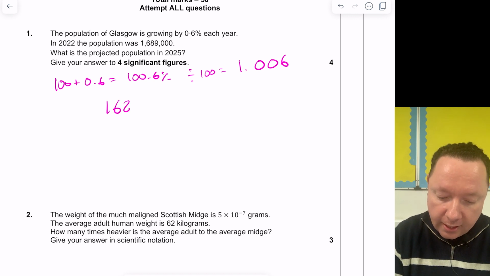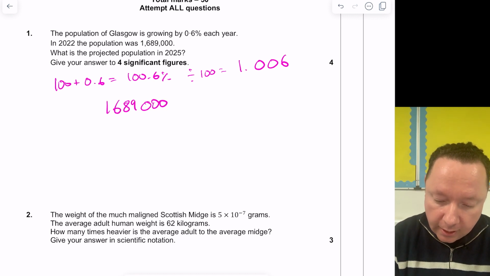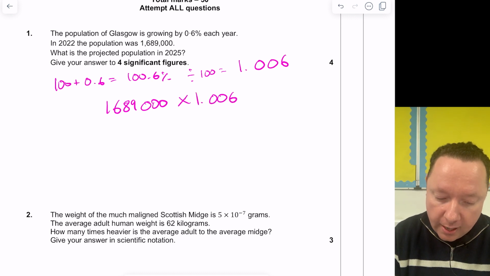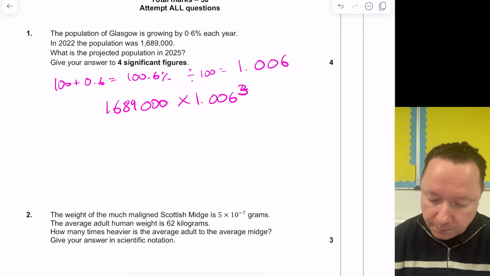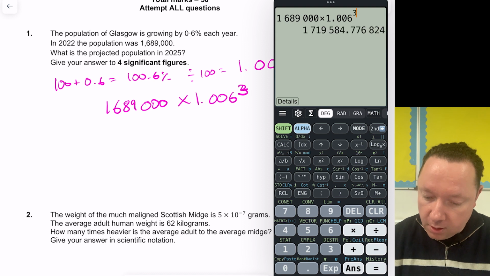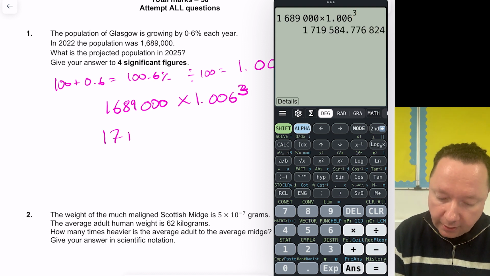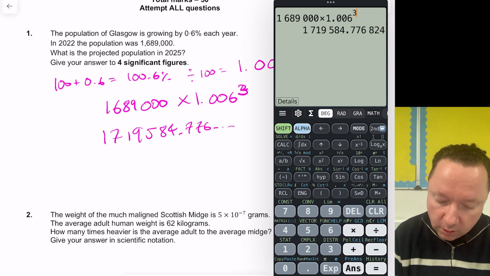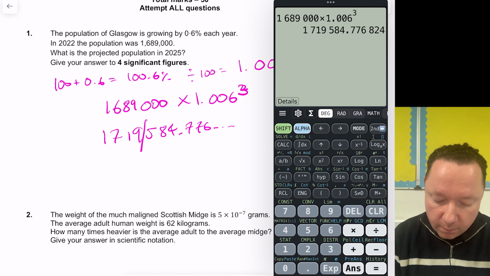So I do 1689000 times 1.006, and it's to the power of 3, so it's 2022 to 25, not 2, 3. Calculator, 1689000 times 1.006 to the power of 3, 1719584.776. 4 significant figures, 1, 2, 3, 4 means I'm cutting here. 5 means I round the 9 up, but I can't round 9 up, so I round the 1 up instead. So I get 1720, 1, 2, 3 numbers, 0, 0, 0, and we're done there.